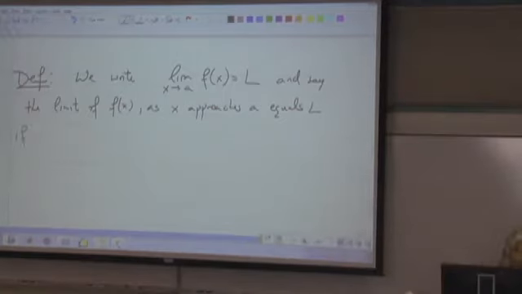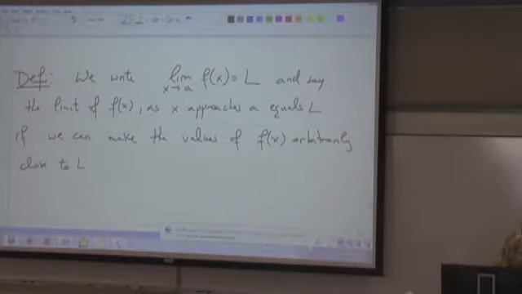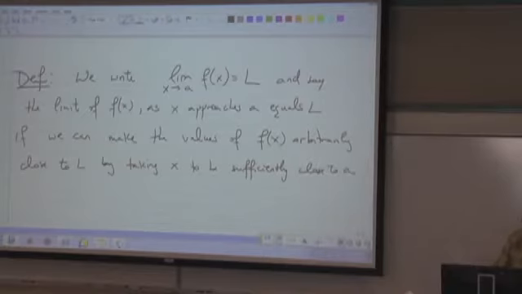If we can make the values of f of x arbitrarily close to L by taking x to be sufficiently close to a, but not equal to a. And again, that's actually the key part about things.